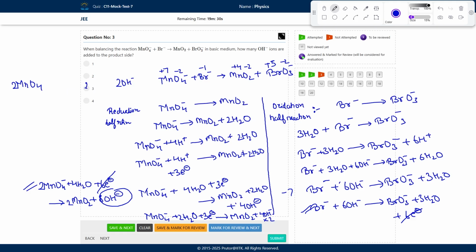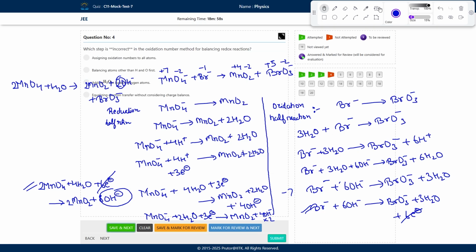Then we have 2 MnO2. Okay, what are the other things? So we have BrO3 minus, and we have 3H2O. So 4 minus 3, that will leave you with 1 H2O. It was asked to calculate the number of OH minus. You can see it very clearly, it is 2. So the correct answer will be the second one. Moving on to the next question.